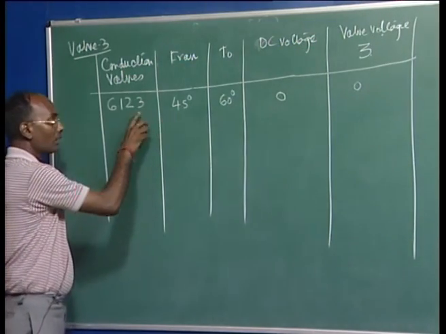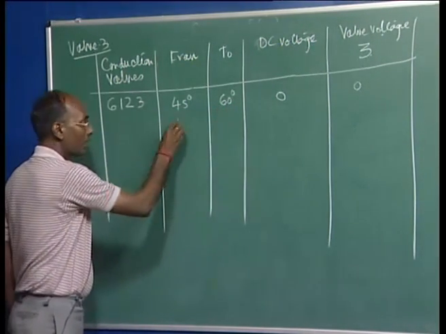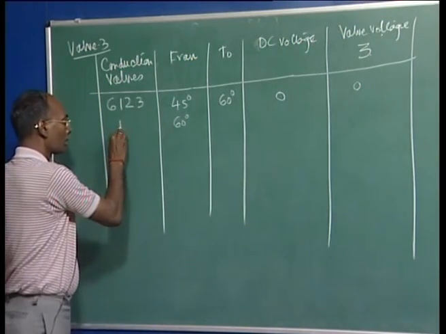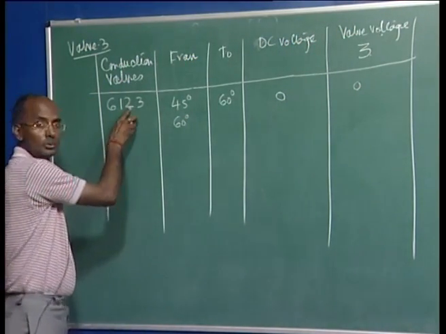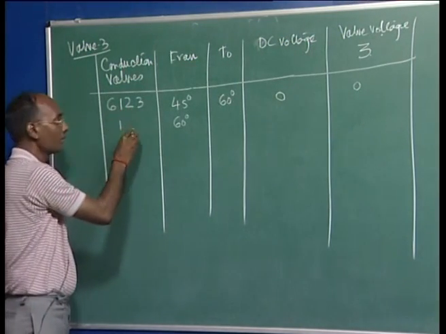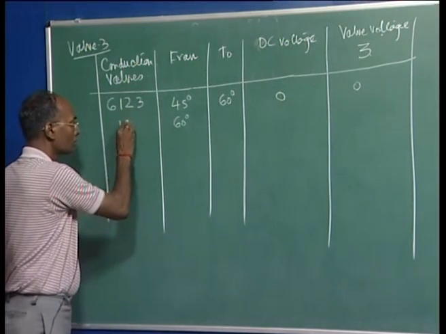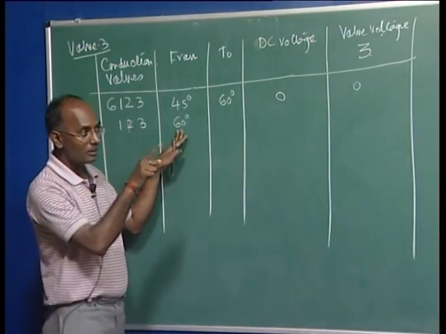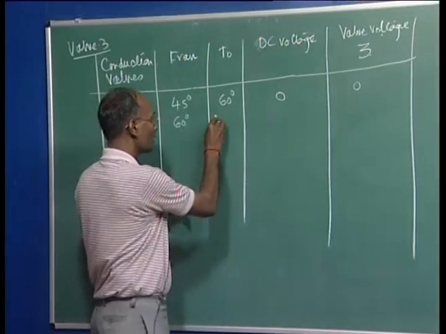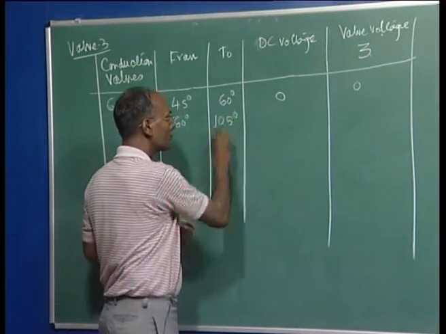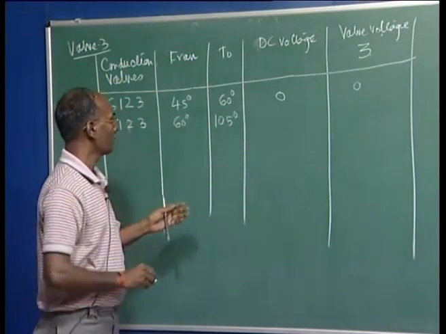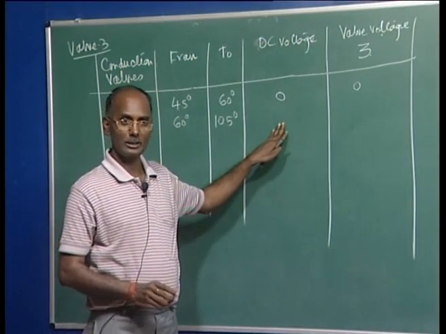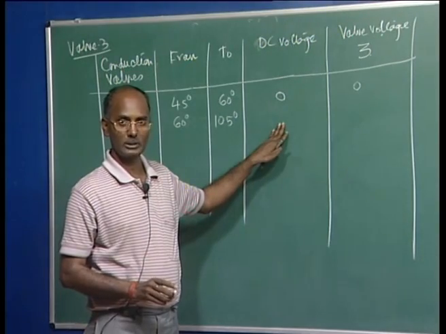Now, this will go only up to 60. At this 60 instant, the commutation between 6 and 2 will take place and 6 will turn off. So, now 1, 2, 3 will be there, and now it will go for 45 degree. Here you are going to 105 degree, and now what will be the DC voltage? In the DC voltage, now you have to see what is the DC voltage.